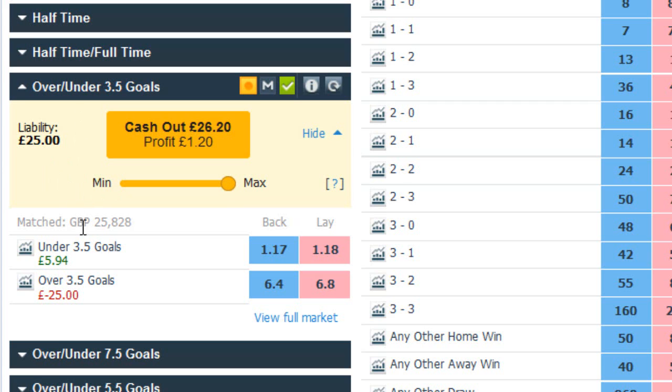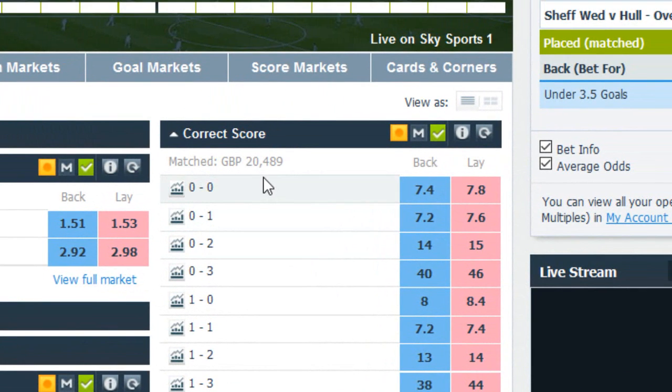Other things I'll point out: note the amount of money now matched on the over under 3.5 goals market. It's 25,000. So there's certainly a lot of liquidity in this match. In fact, there's more money matched on the over under 3.5 than on the correct score market, which is showing just over 20,000, which is interesting that it's that way round. I would have expected it to be the other way round.